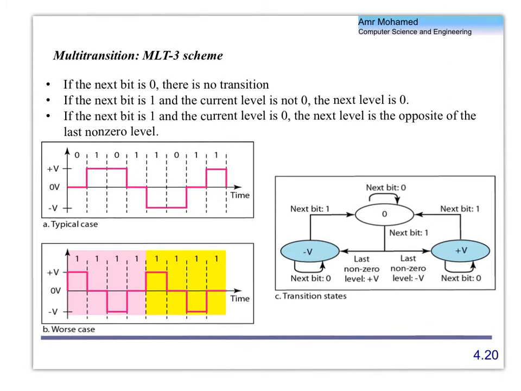So the multi-transition scheme works based on these rules. The first thing is that if the next bit is 0, then whatever level you are at, just keep it the same. So for 0, we have to keep the level the same. Of course, in that case, we have the issue of DC component if we have repeated zeros, and we also have the lack of self-synchronization for this case.